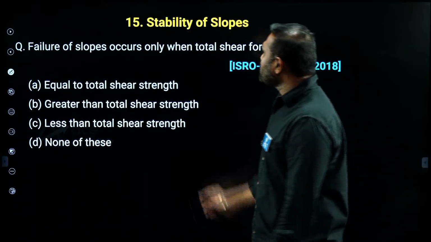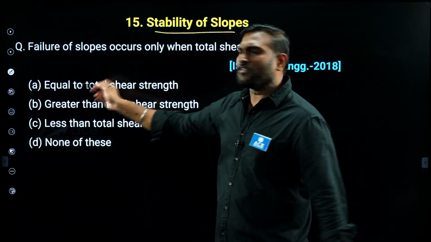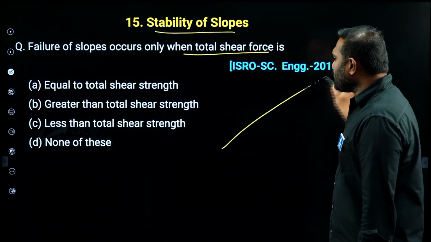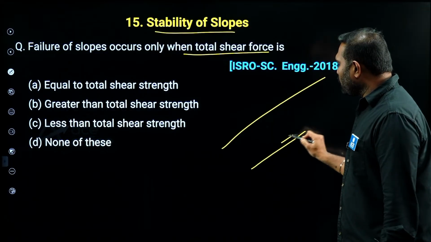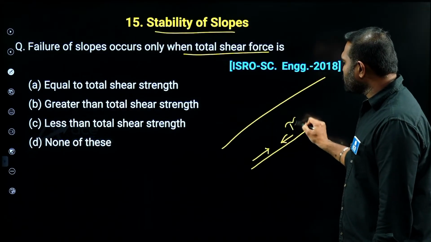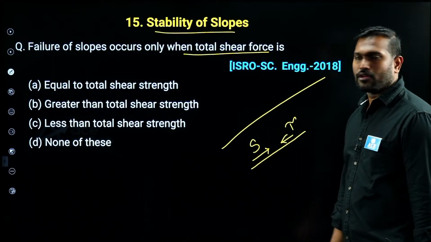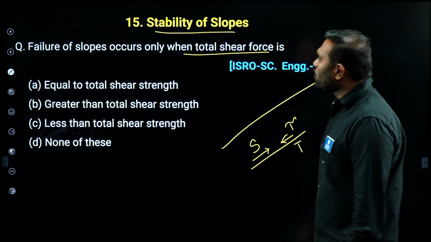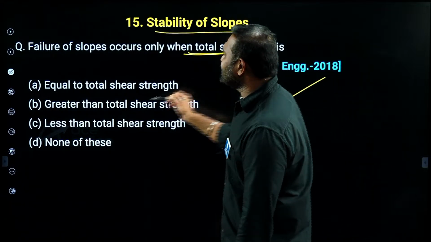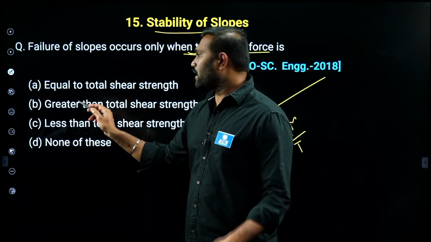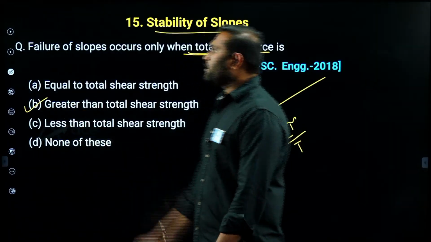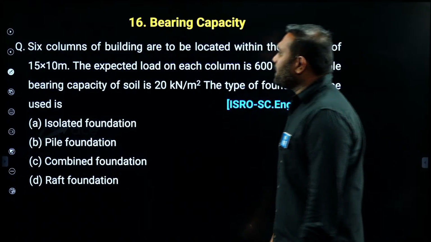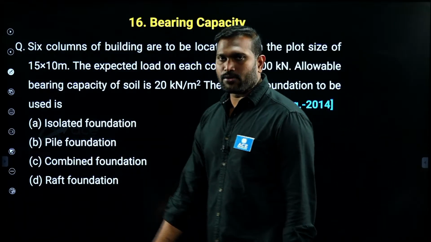Now come to the stability of slopes. Failure of a slope occurs when the total shear force. You take any slope, the failure will occur whenever the shear stress is more than the shear strength, or shear force is more than the shear strength, right? When the total force is greater than the total strength, then the failure will happen. Equal means critical. So option B.